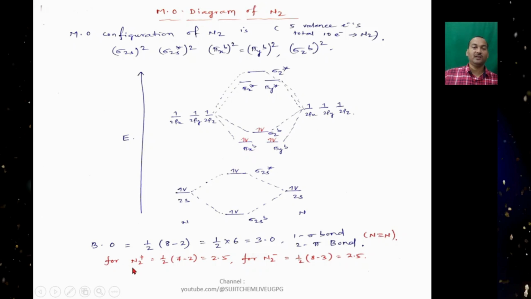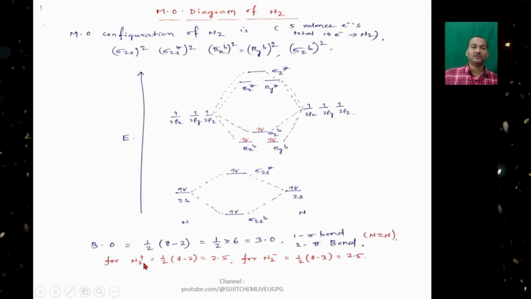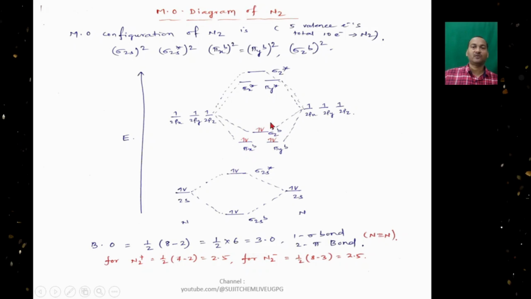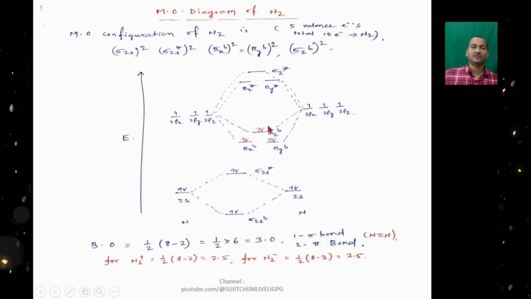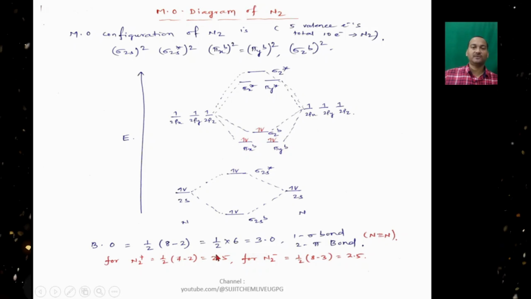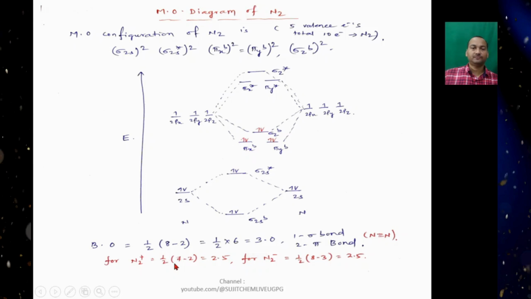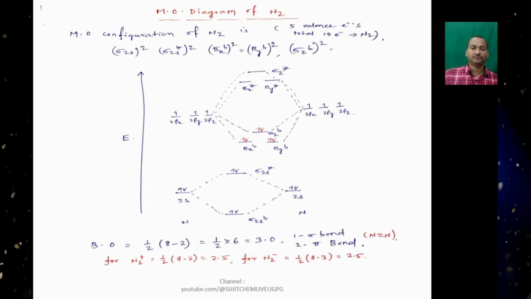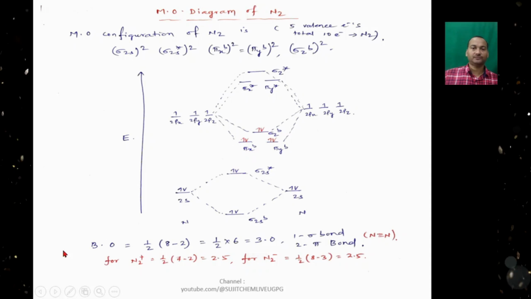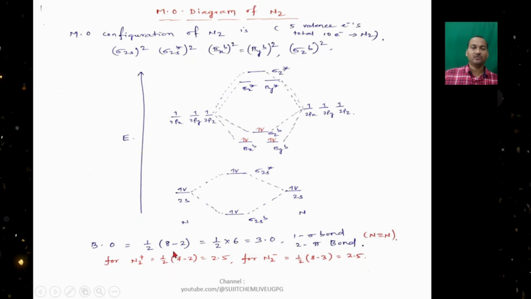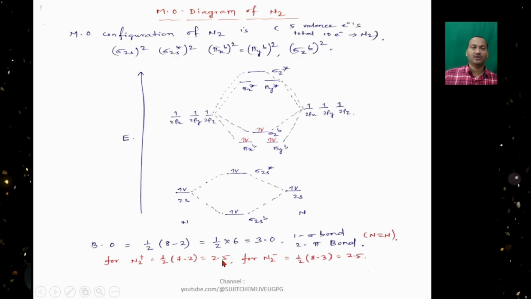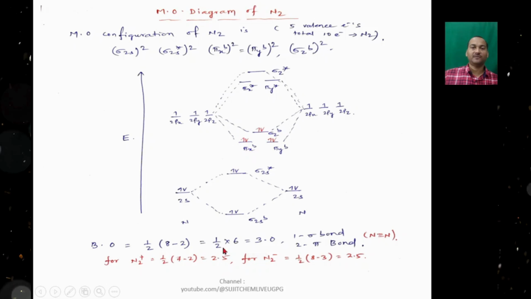So similarly N2 plus ion, so N2 plus ion means 1 electron will be lost here. So here it will be 5. So here 1 by 2 whole into 7 minus 2. So that will be equal to 2.5.